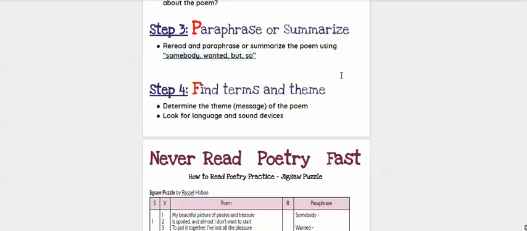Then the 4th step is the F, and it's find terms and theme. That's where you're going to use those poetry notes that you just took, and go back and think about what techniques, what poetic devices the poet used to help you get to their message. Did they use similes, metaphors, imagery? What did they do, and why did they use those to help you understand their poem?